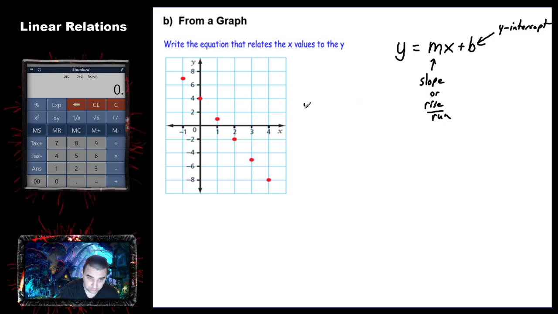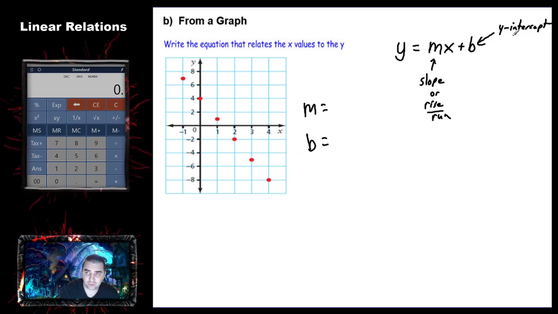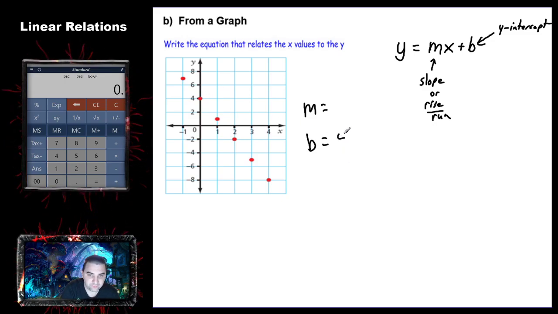We are just trying to find the slope, m, and we are trying to find the y-intercept, but we're going to do it graphically this time instead of with a table of values. Let's start off with our b, our y-intercept. Remember, the y-intercept is when x is equal to 0. So we're just trying to find on this line where it crosses the y-axis. And obviously, it crosses right here. So our b is just 4.